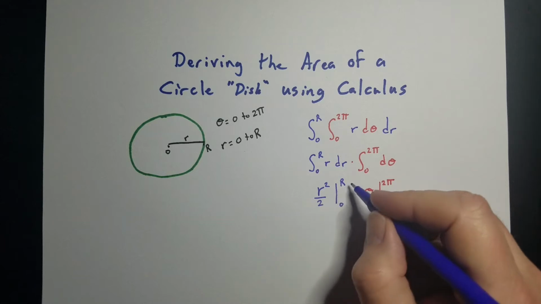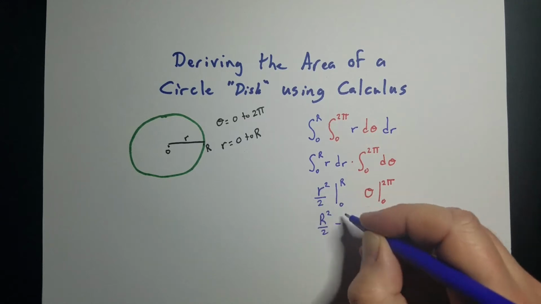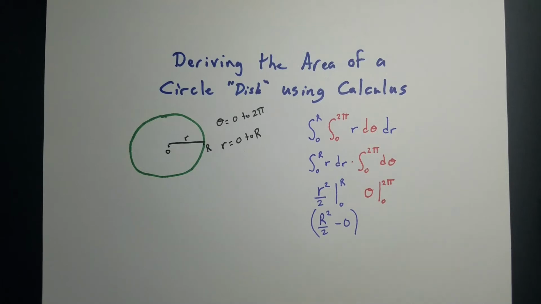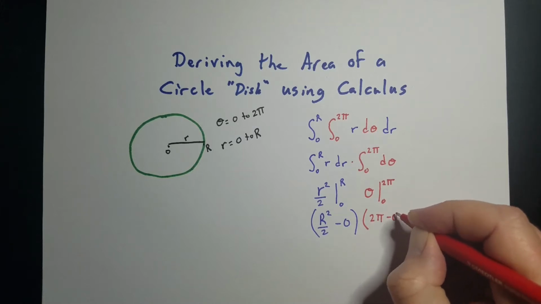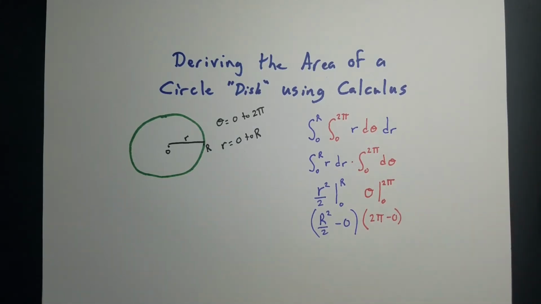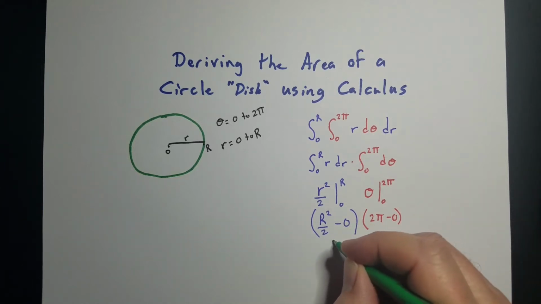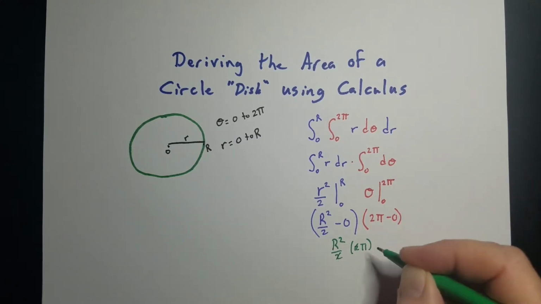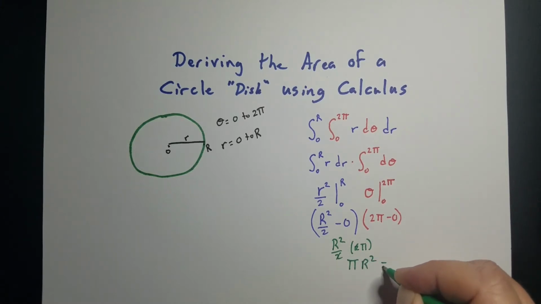And now we're going to go ahead and put these in. So that becomes r squared over 2 minus, well, 0, that ends up being 0, times 2 pi minus 0. So the zeros don't really count. And that means we're going to take this and put it over here. So the 2 times 2 pi, the 2's cancel out, and we get pi r squared is our area.